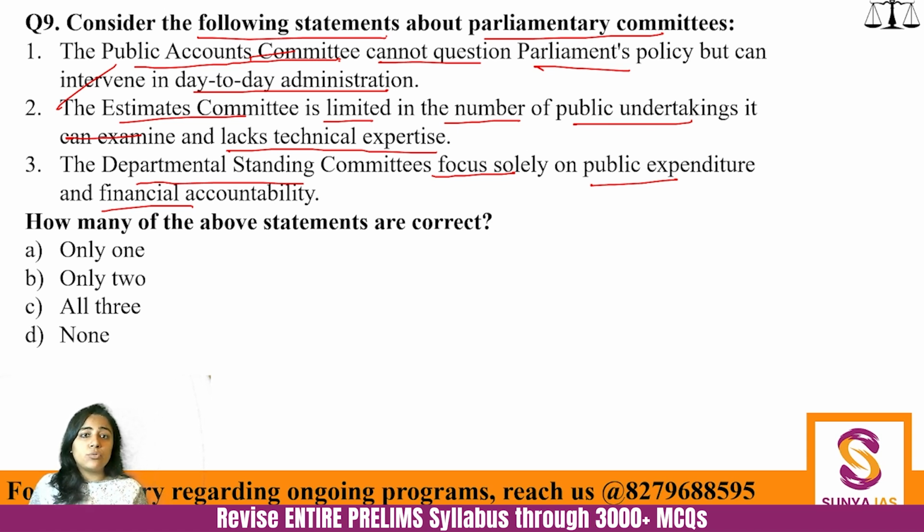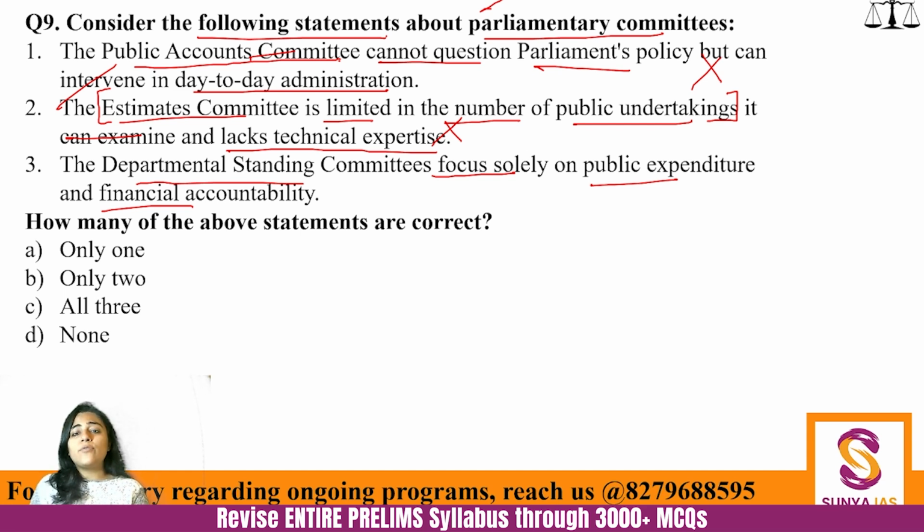First statement, Public Accounts Committee cannot question Parliament's policy but can intervene in the day-to-day administration. This one is absolutely incorrect because you know that apart from the day-to-day administration committees, the procedural committees, none of the committee can actually participate in the day-to-day administration and its assessment. So first is incorrect. Estimates Committee is limited in the number of public undertakings. This much is correct because Estimates Committee can only take up the public undertakings which are not being taken up by the Committee on Public Undertakings. But it lacks technical expertise is incorrect because it can get technical expertise. Okay, so this is incorrect.